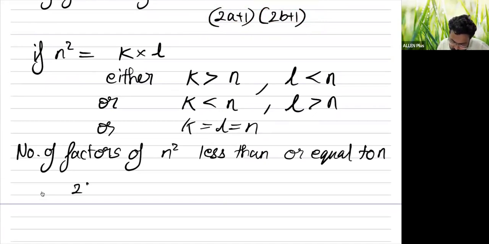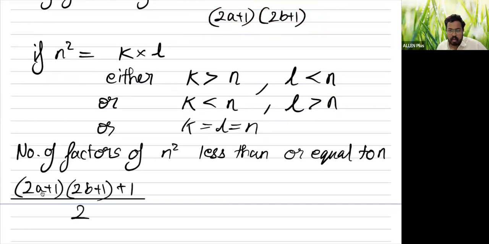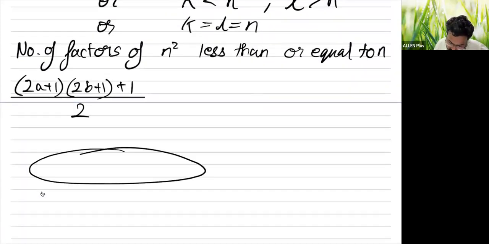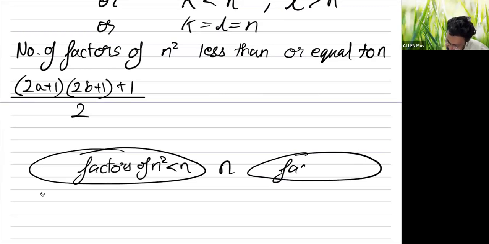Can be found by 2b plus 1 and 2a plus 1. I'll add 1 to this and I'll divide this entirely by 2, because these are all the factors of n square less than n. This is n, and these are all the factors. And then in the end, you'll have n square also over here.